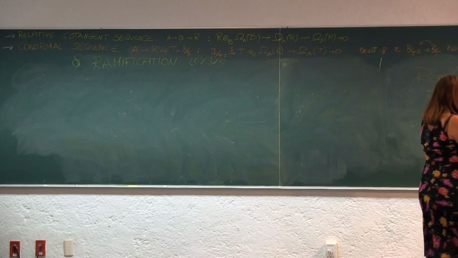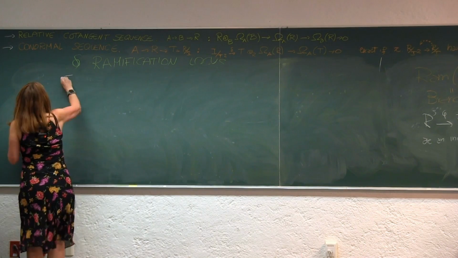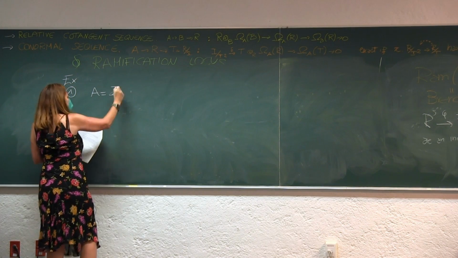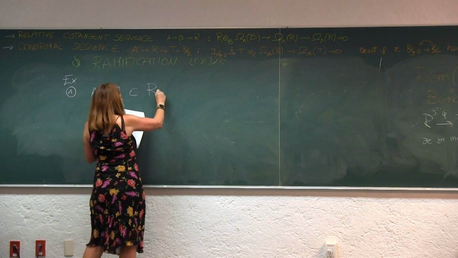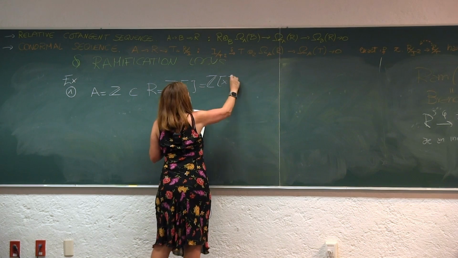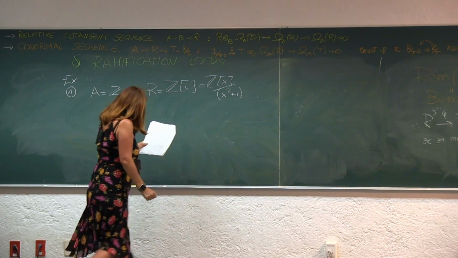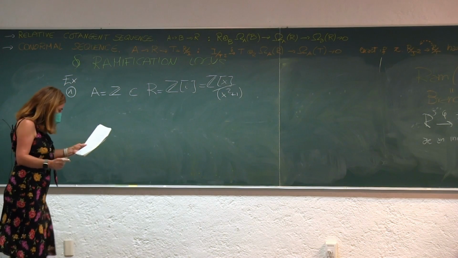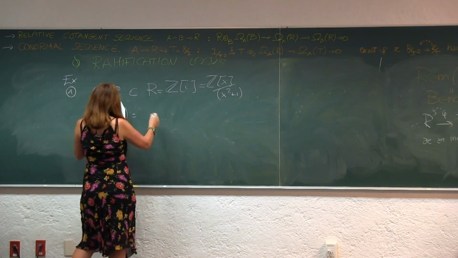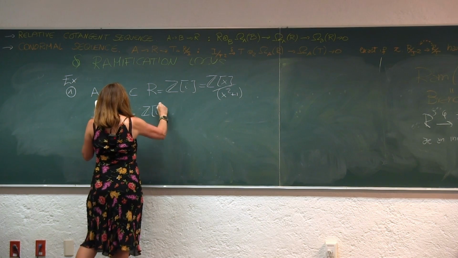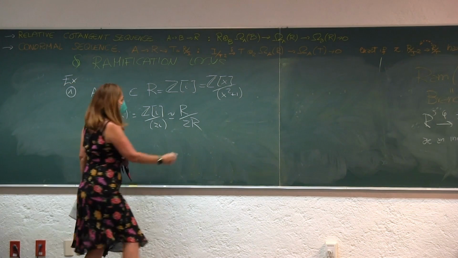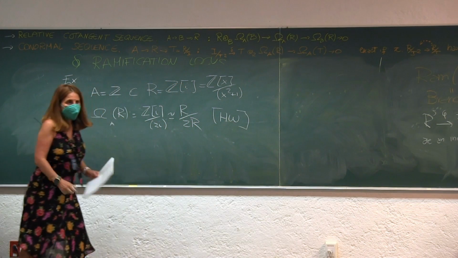So let me show you an example now. Example 1. I think these were part of two homeworks that you had. First, you take A to be Z, and your ring R will simply be the Gaussian integers, Z[i], which is obviously of finite type, Z[X] over X squared plus 1. You should have computed the modular differential of R over A. If you did it correctly, it is simply Z[i] modulo 2i, or if you want, isomorphic to R over 2R. Hopefully you did this in the homework.